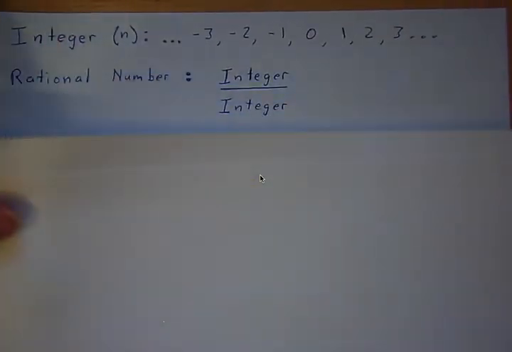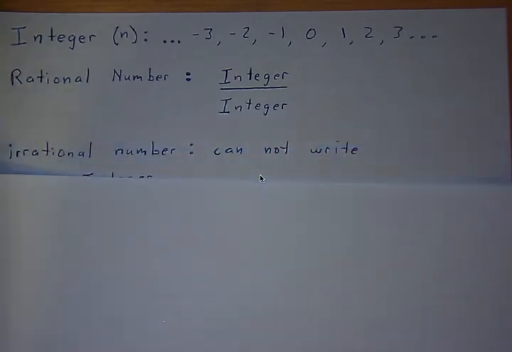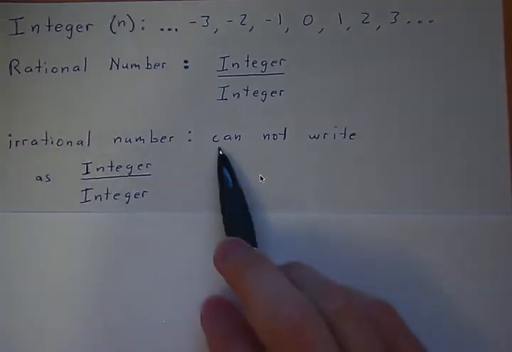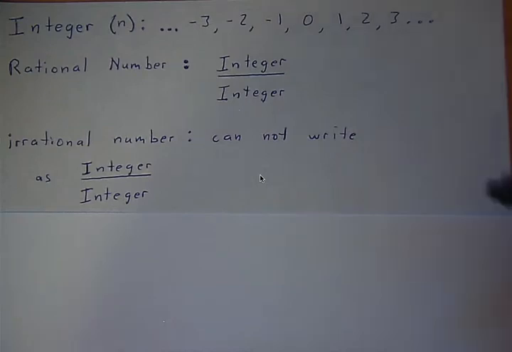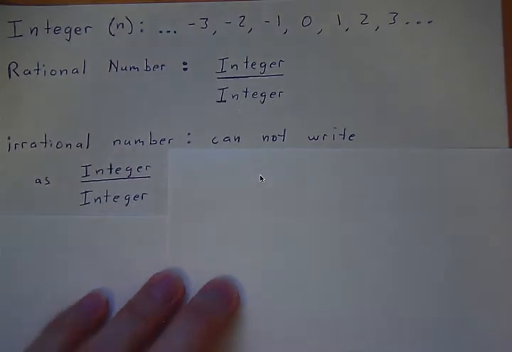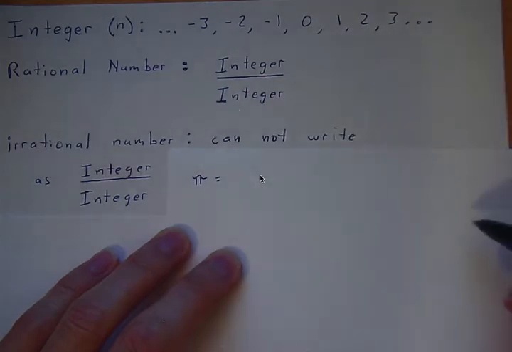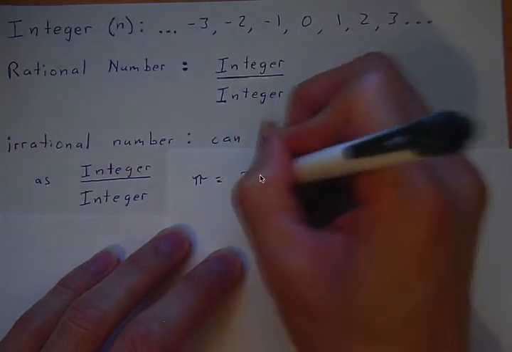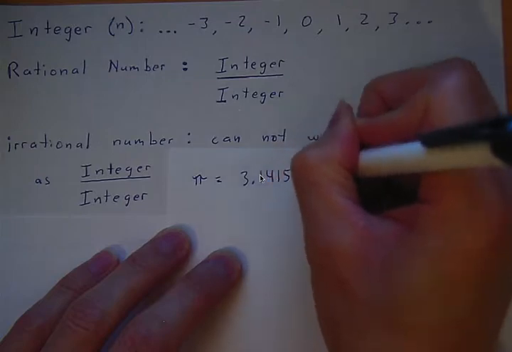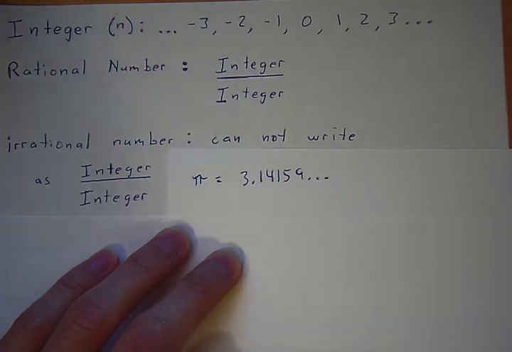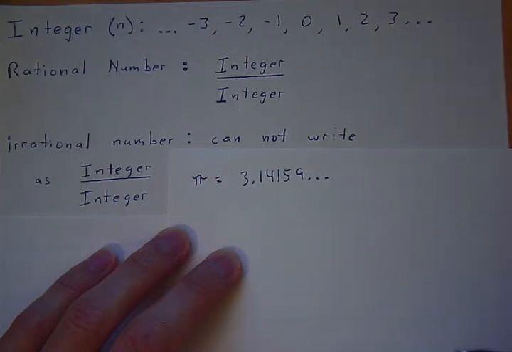So if that is what a rational number is, an irrational number is a number you cannot write as an integer divided by an integer. Examples of that would be, for example, pi. It's a number 3.14159 dot dot dot. It keeps on going. These numbers here never repeat. So it's impossible to write it as a fraction.